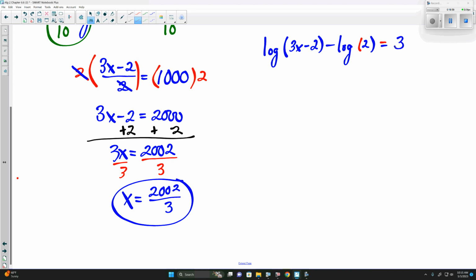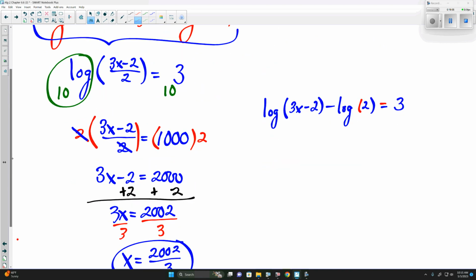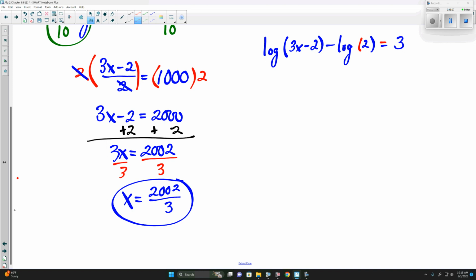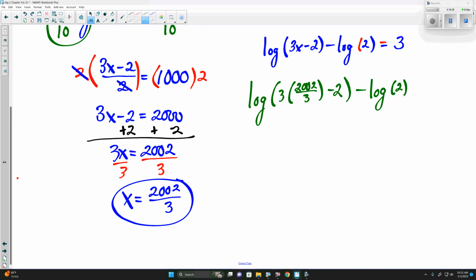Because we had log of 3x minus 2 minus log of 2 equals 3. Now we can check it just to make sure that this is the correct solution. So we can plug it in. So we say log of 3 times 2002 over 3 minus 2 minus log of 2 is equal to 3.